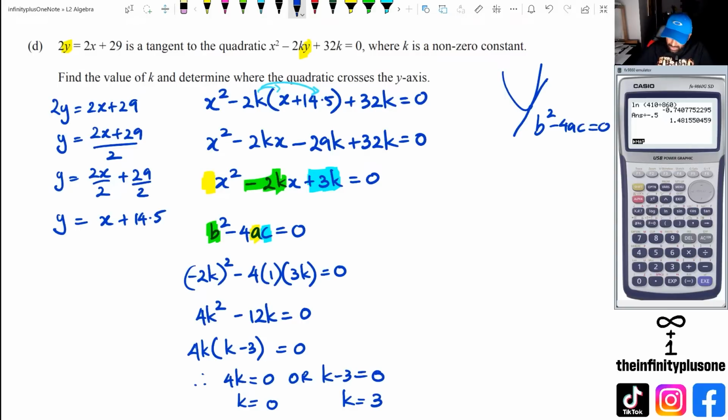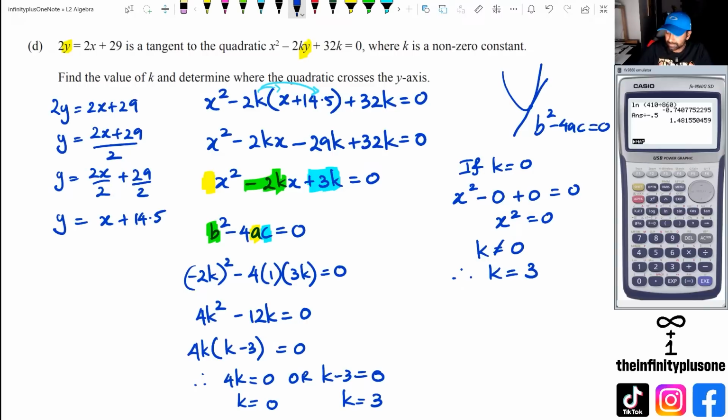The problem is, if I put k equal to 0 into the quadratic, so have a look here. If k equals 0, then the quadratic will become x squared minus, well, there's a k there, so that'll become 0, because 2 times 0 times y is just 0, plus 3 times 0 is 0, is equal to 0. So what I'm going to end up with is x squared is equal to 0. So therefore, k can't actually equal 0. So we're going to have to say, therefore, k is equal to 3.